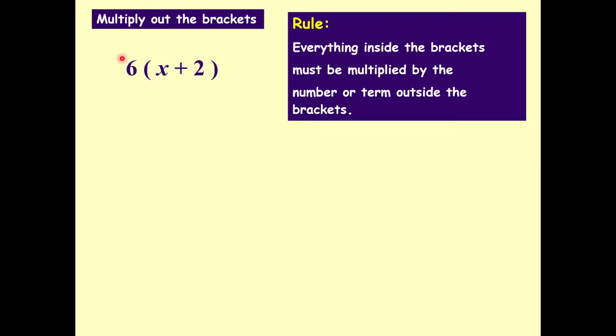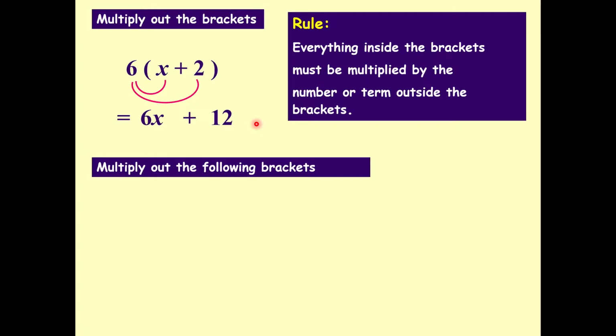The first step, what I like to do is draw a little line underneath to keep yourself right. So we're going to do 6 times x first to give us 6x. And then 6 times 2 to give us 12, so plus 12 here. So our final answer, that is how it should be written, 6x plus 12. We've got rid of our brackets, we've expanded them, and this is our final answer.